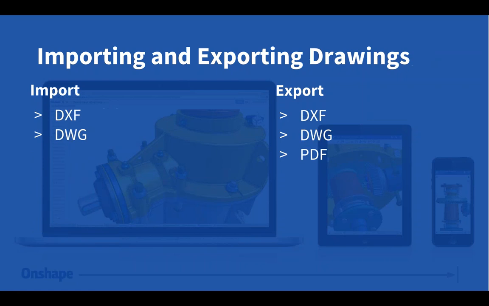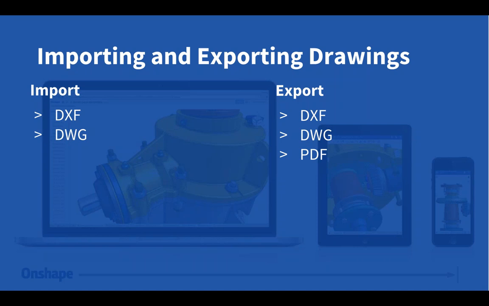The last one on my list is, of course, drawings. And we can import DXF and DWGs, and we can export DXF, DWGs, and PDFs. What that means for the SolidWorks user is that you will need to export your drawing as either a DXF or DWG in order to import it into Onshape and to have it translated and to be visible. So, important thing to point out, if you want to be able to see your drawings, they'll need to be imported as a DXF or DWG.